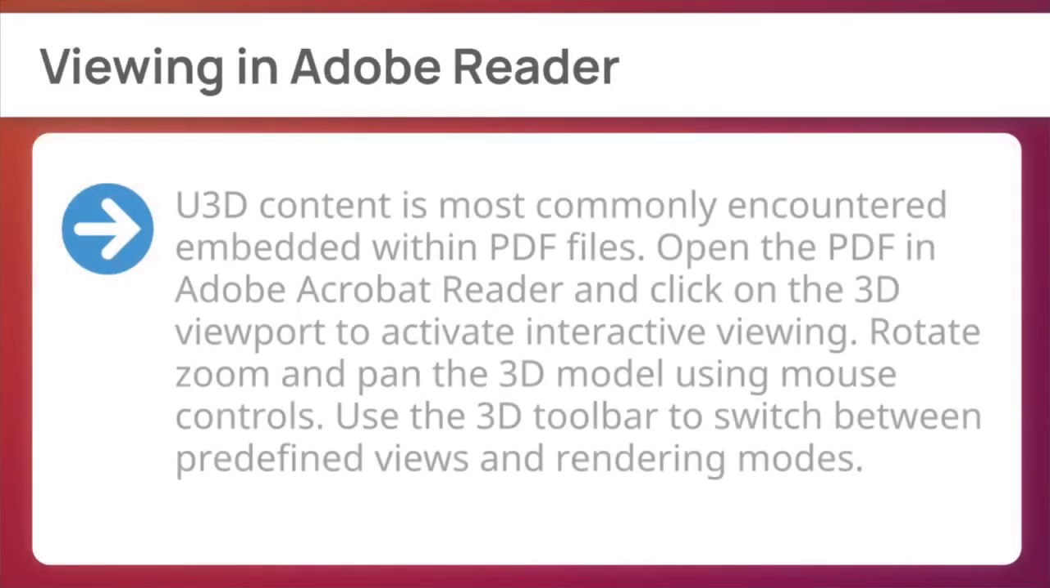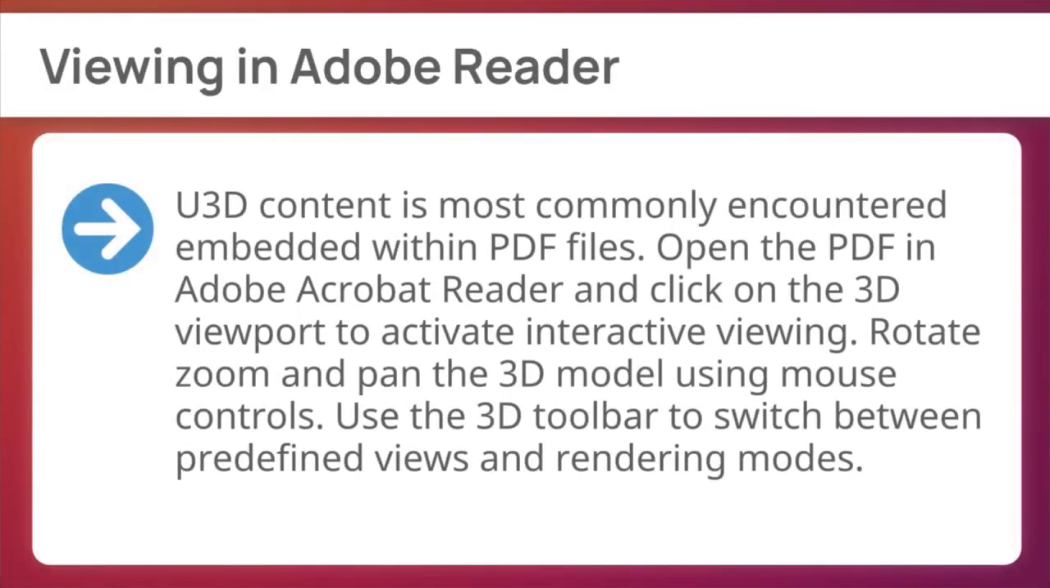First, viewing in Adobe Reader. U3D content is most commonly encountered embedded within PDF files. Open the PDF in Adobe Acrobat Reader and click on the 3D viewport to activate interactive viewing. Rotate, zoom, and pan the 3D model using mouse controls. Use the 3D toolbar to switch between predefined views and rendering modes.